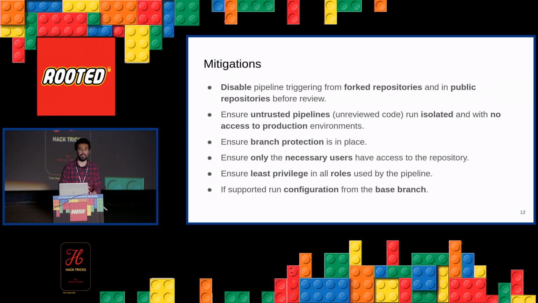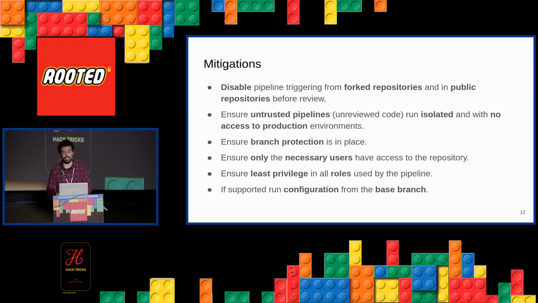Also, ensure branch protection is in place. We're going to talk a bit more about branch protection in a couple slides, so I won't cover that too much. We need to make sure that only the required people have access to the repositories. That would be any kind of access, not only admin access, also write access and read access. Also, always try to use least privilege roles. We saw that the role that was being used in the demo was completely overprivileged and there was no need for it. So make sure least privilege is being followed.